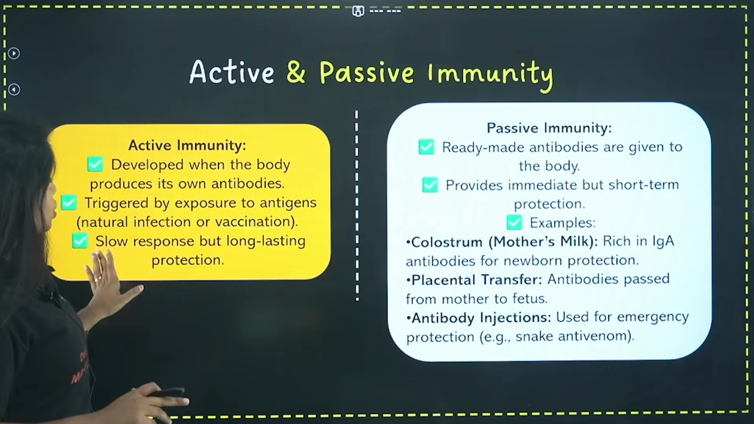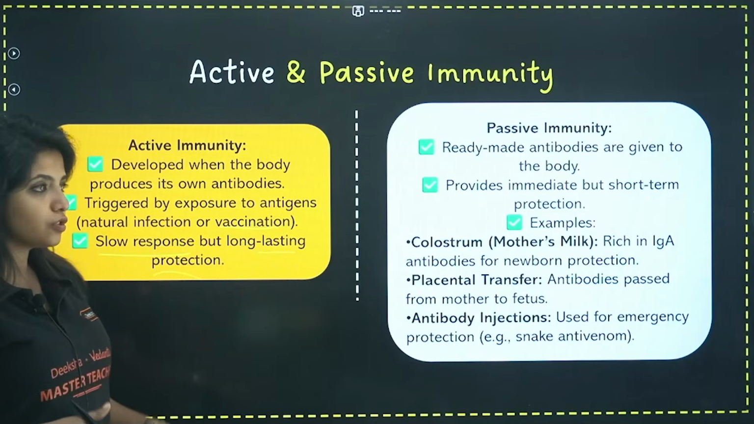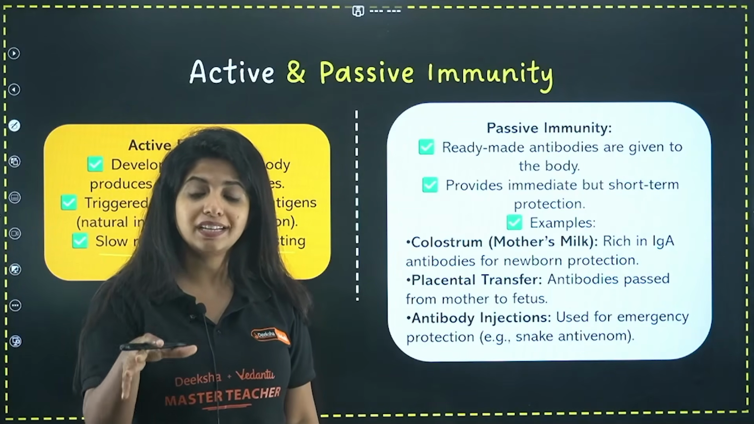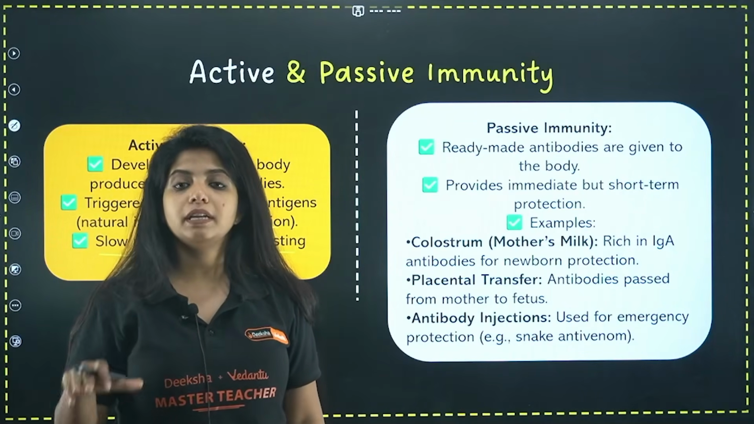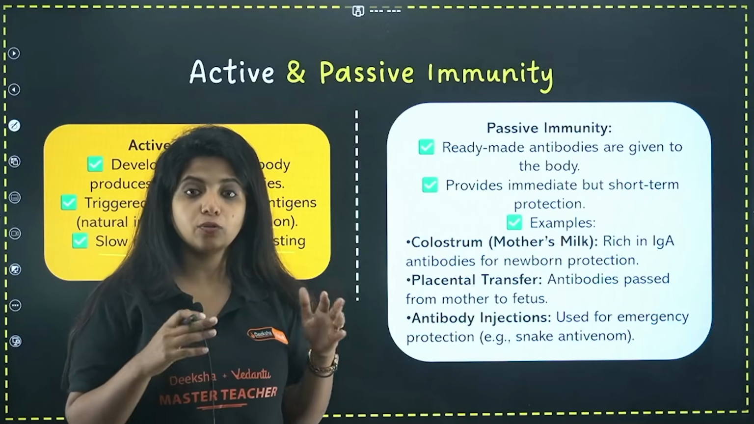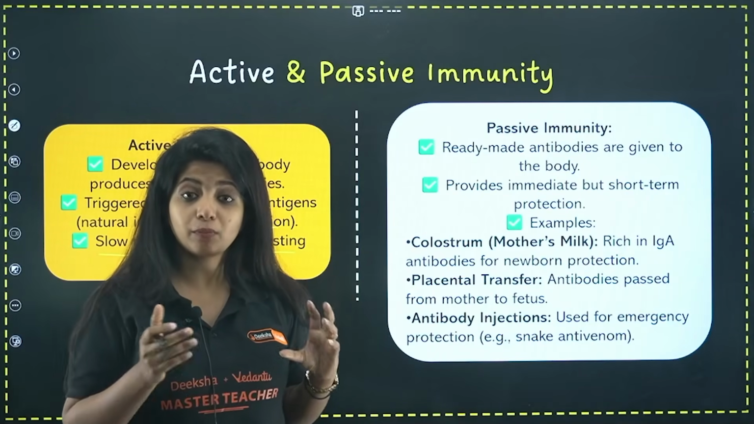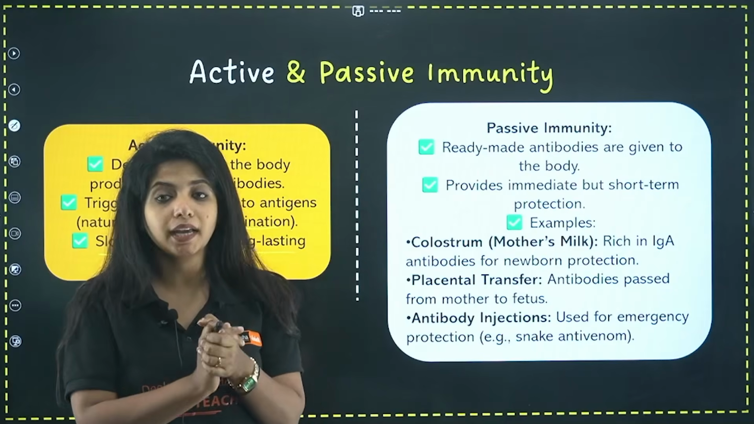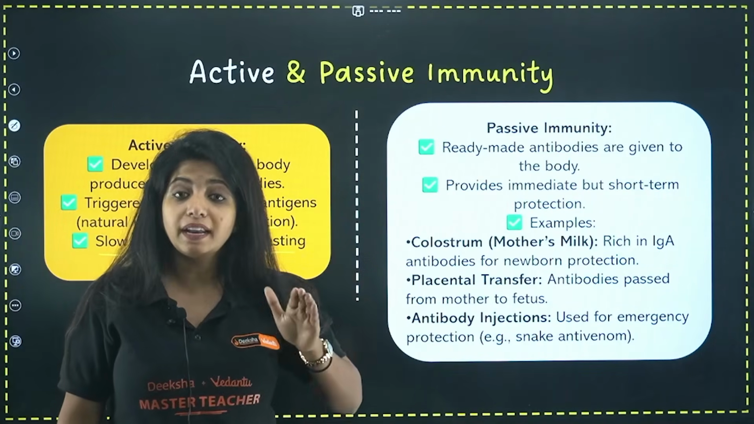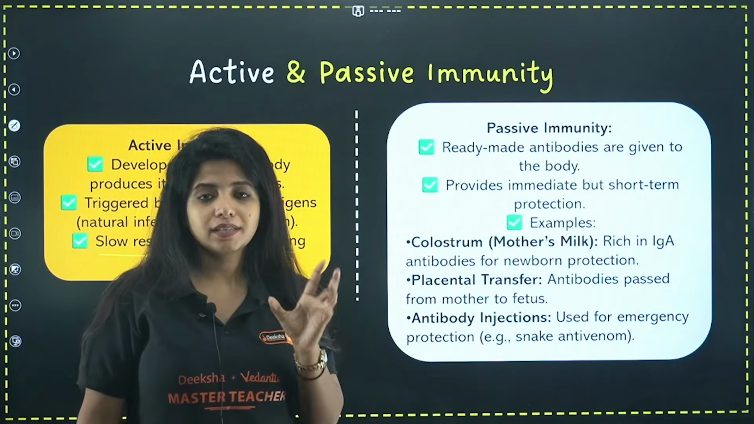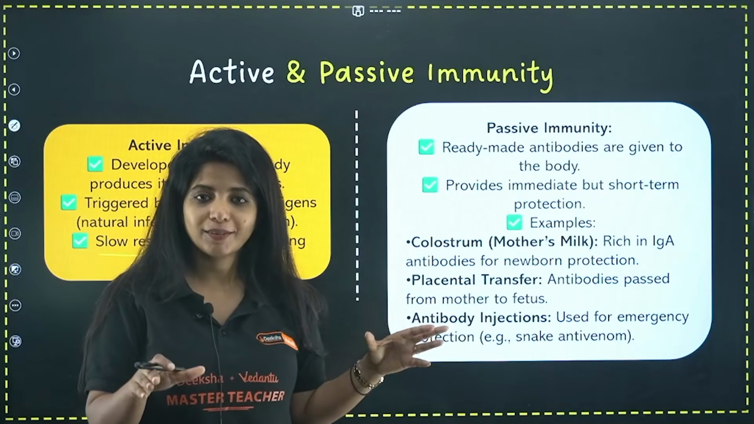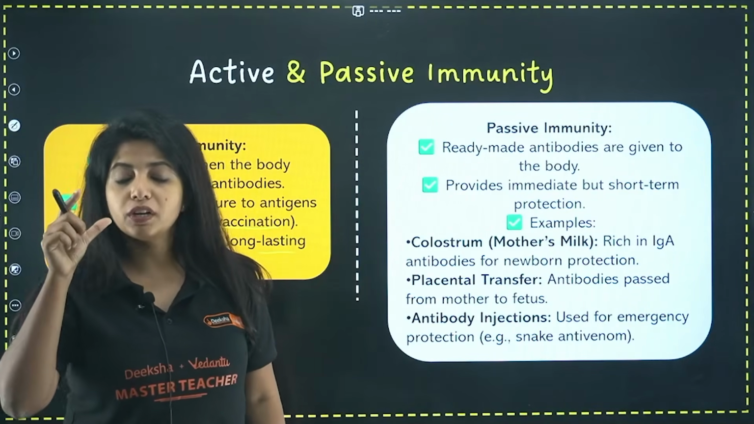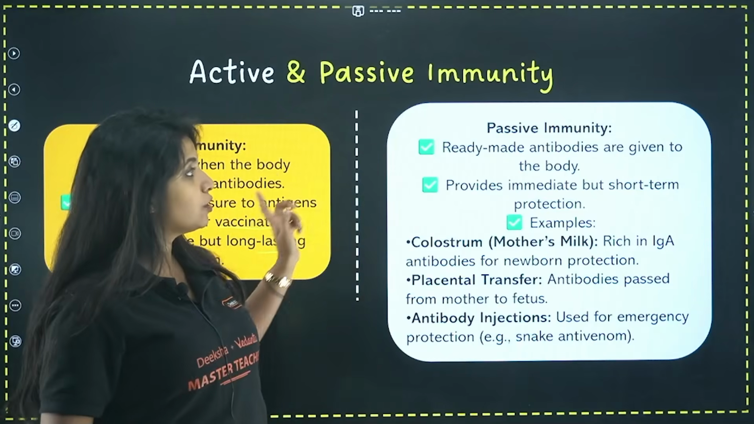Now over here, responses are slow but protection is long-lasting. The response is slow because you are depending on your body, but the antibodies released are going to provide long-lasting protection because my body knows this has happened. Memory cells are also formed, so next time it knows it has to produce the same set of antibodies again. But when you are given ready-made antibodies, what is the problem? They are going to end someday. They provide fast, immediate protection, but for a very short duration. So please know the differences between both of them.